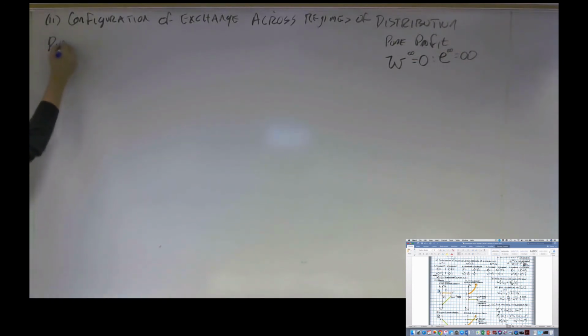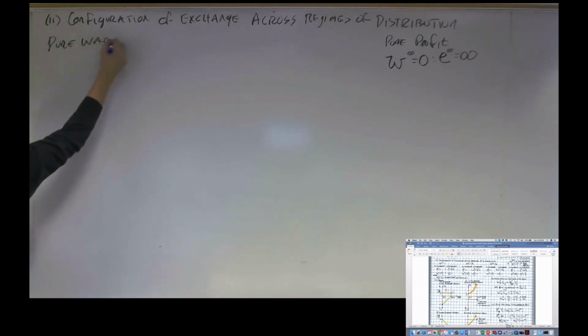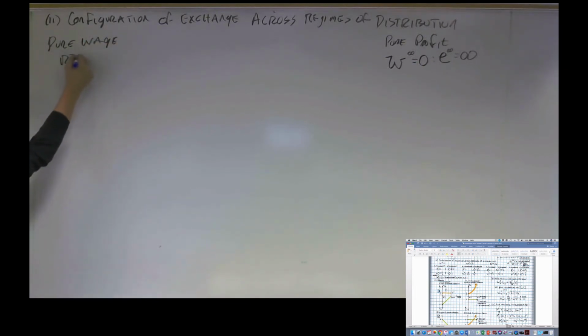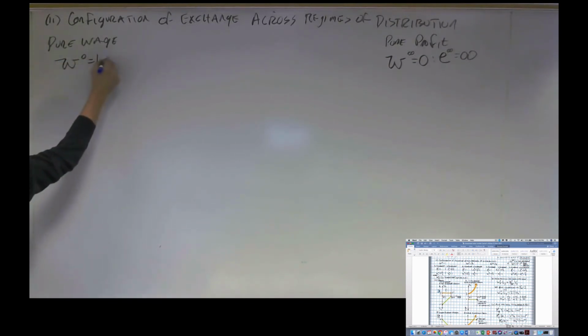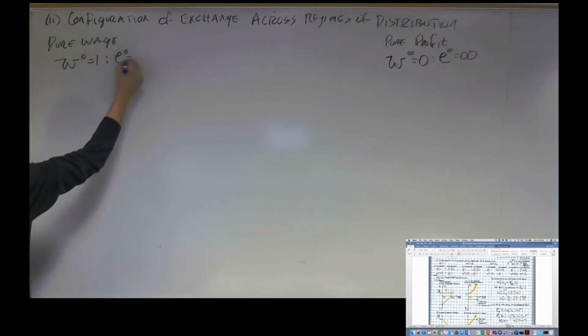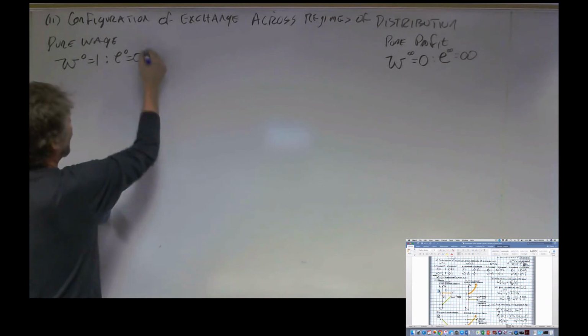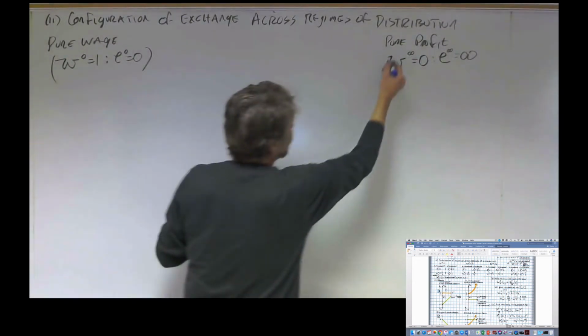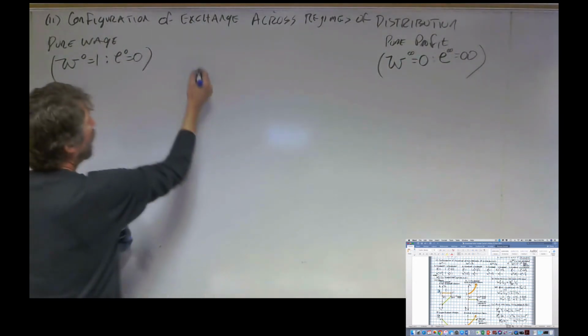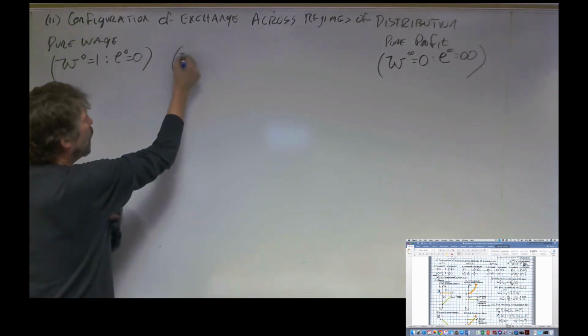This is going to be the pure wage regime. The pure wage regime is going to be omega 0 is equal to 1, E0 is equal to 0. This is going to be pure wages, this is going to be pure profits, and here we're going to have the intermediate case.